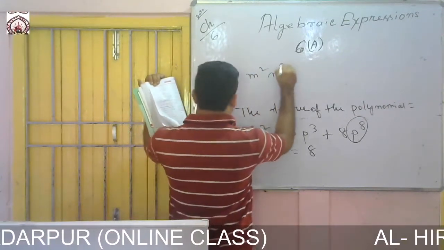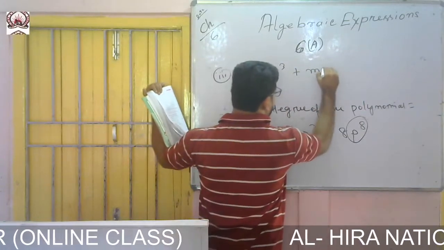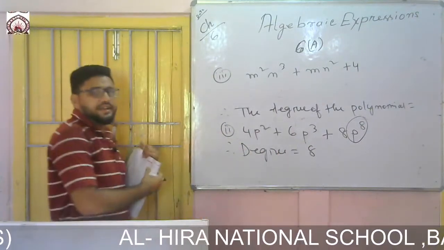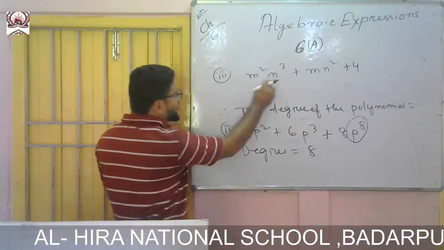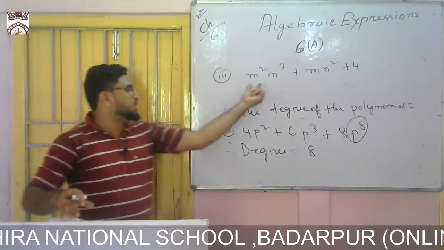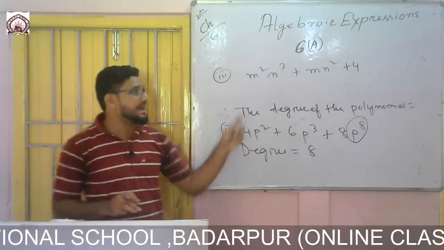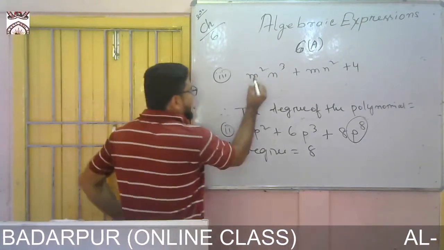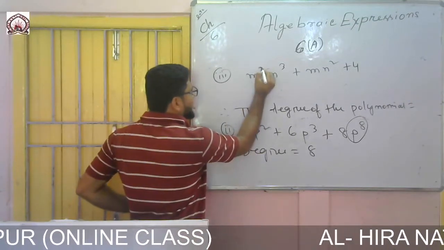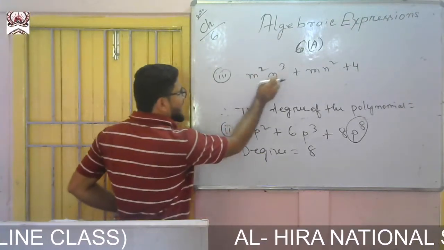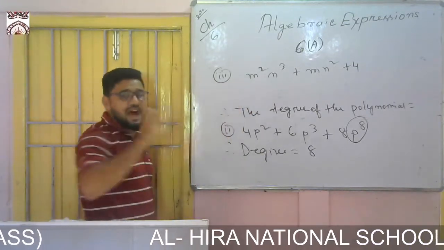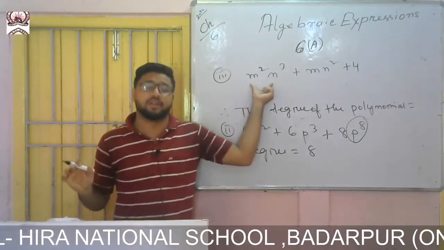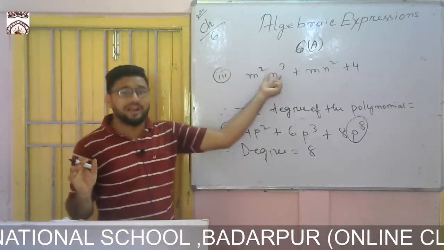m square n cube plus m n square plus 4. You have to find the degree of the polynomial. Whenever you find two variables placed with multiplication at a time, then you add the powers. Here you see m and n. The power of m is 2, and the power of n is 3. Since m and n are in one term, their powers should be added. Whenever you find two variables at a time in a term, you need to add the powers.